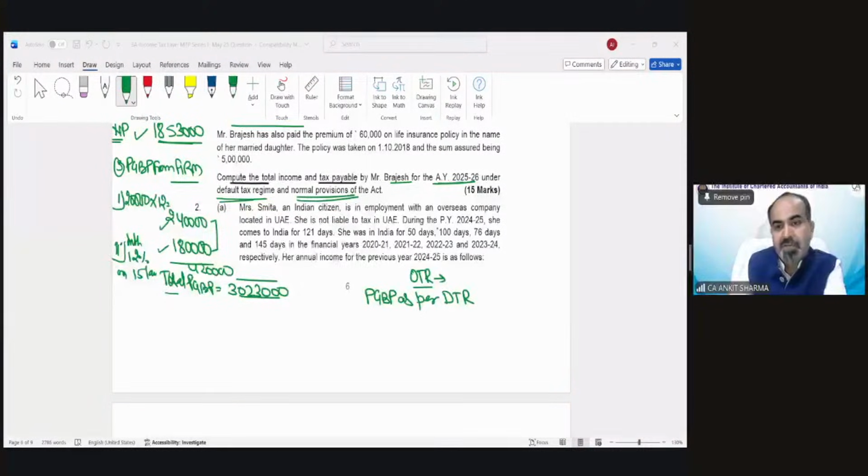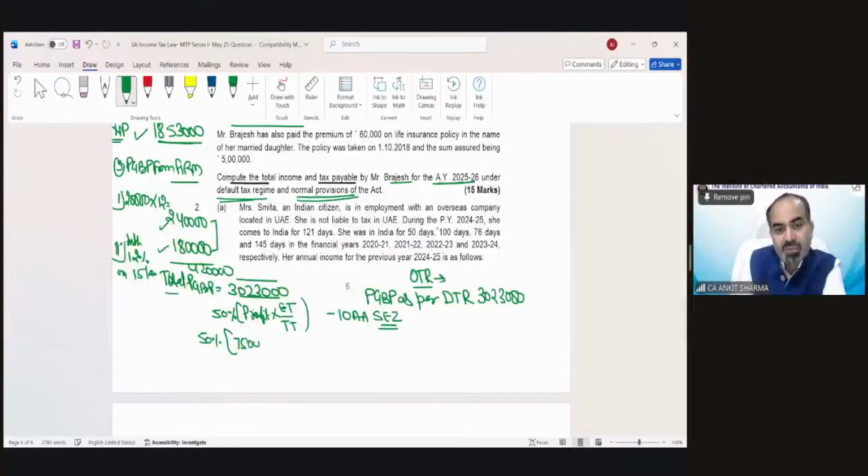So as per default tax regime, my PGBP income is 30,23,000. Now we can claim section 10AA deduction of SEZ. The formula is 50% of profit into export turnover upon total turnover. Now 50% of profit was 7,50,000.